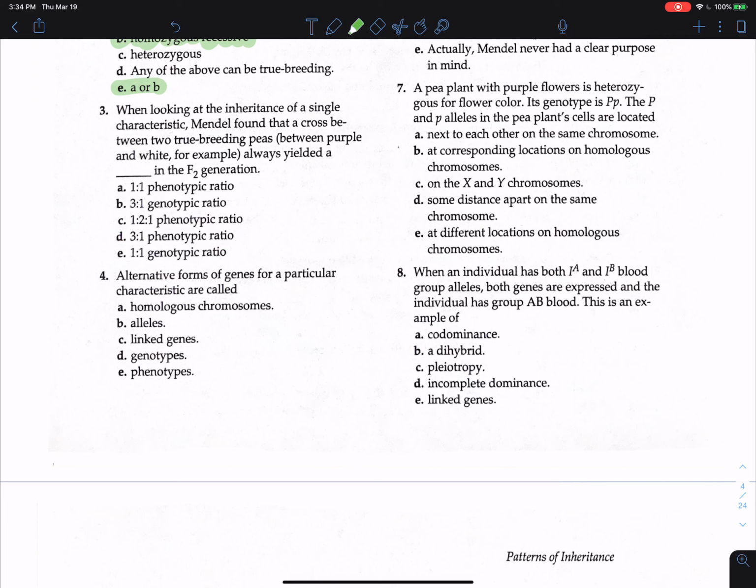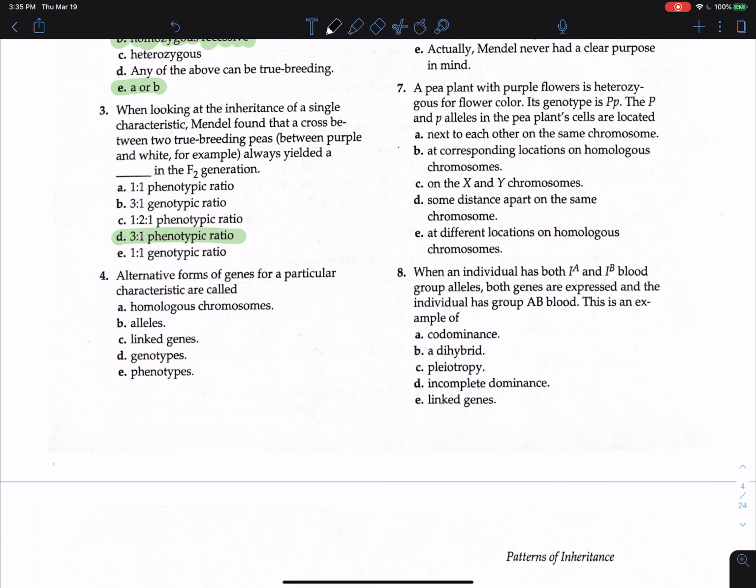Looking at number 3. When looking at the inheritance of a single characteristic, Mendel found that a cross between two true breeding peas, between purple and white, for example, always yielded a blank in the F2 generation. The F2 generation being the follow-up generation, because you have the parents' generation, F1, and then F2. The answer for this question would be D, a 3-to-1 phenotypic ratio.